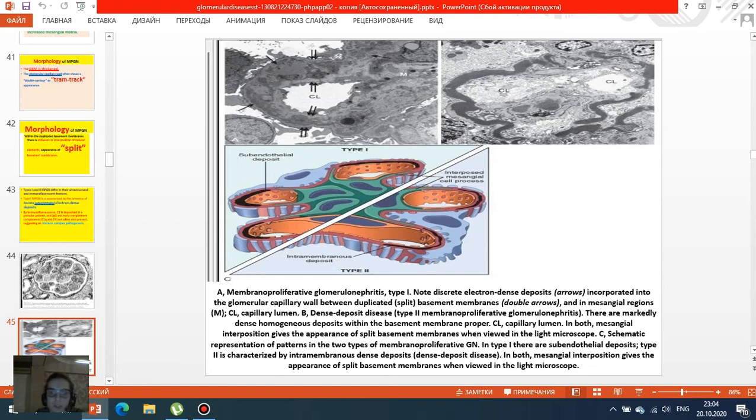And picture C, a schematic representation of patterns in the two types of membranoproliferative glomerulonephritis, this type 1 and this type 2. In type 1, there are subendothelial deposits. Type 2 is characterized by intramembranous dense deposit disease. In both, mesangial interposition gives the appearance of split basement membranes when viewed in light microscopy.